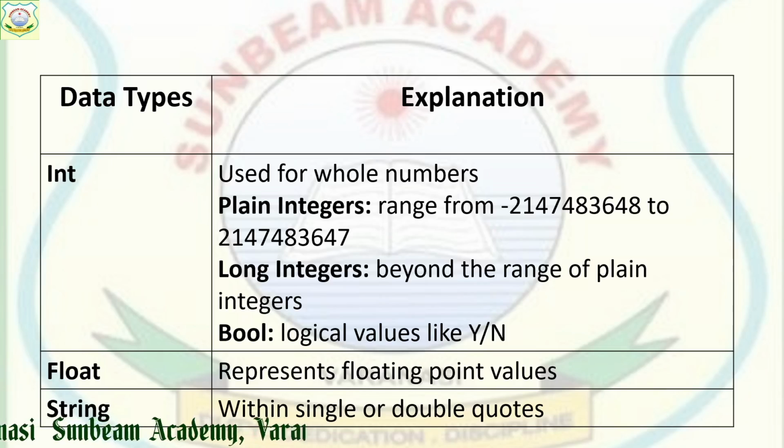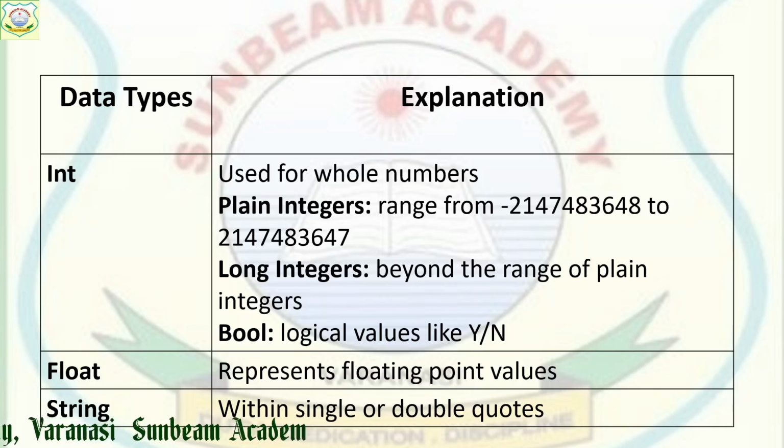The first one is int, that is integer. It's a data type which is used to store whole numbers. Whole numbers means numbers created with the help of digits 0 to 9, whether positive or negative. It has been categorized into three: plain integers, long integers and boolean.